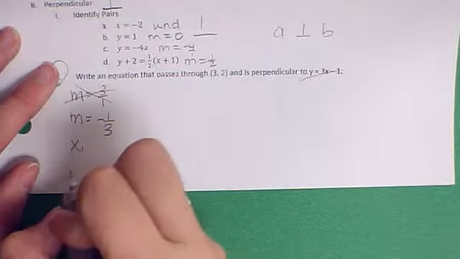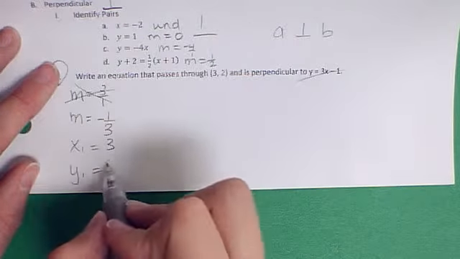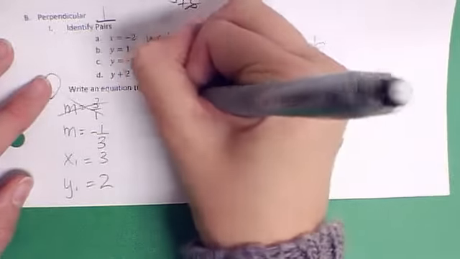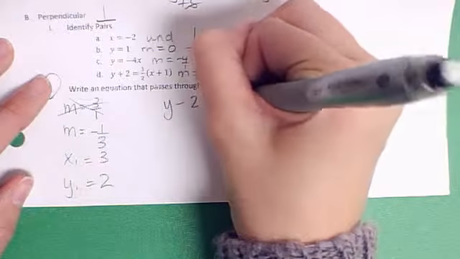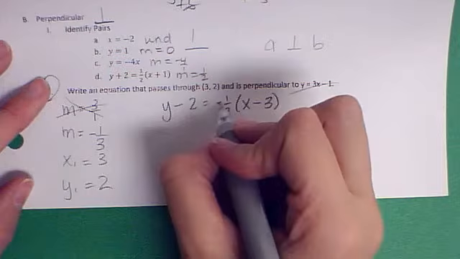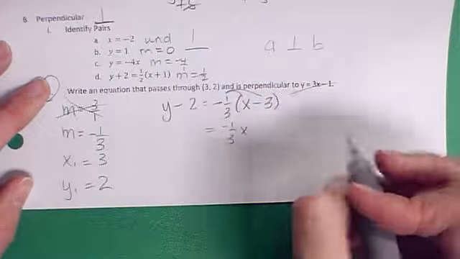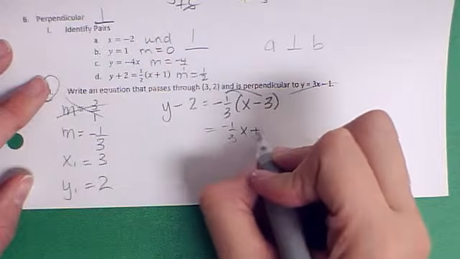I can say that my x1 and my y1 I get from my point. My x value would be 3. My y value would be 2. I plug that into the point-slope formula. Once I've plugged it in, I need to distribute. Negative 1/3 times x is negative 1/3 x. Negative 1/3 times negative 3 is positive 1.